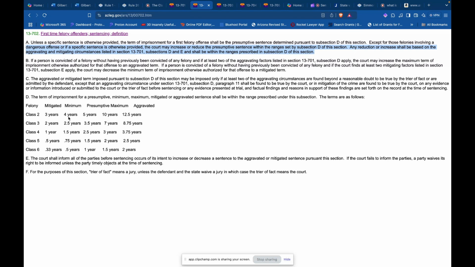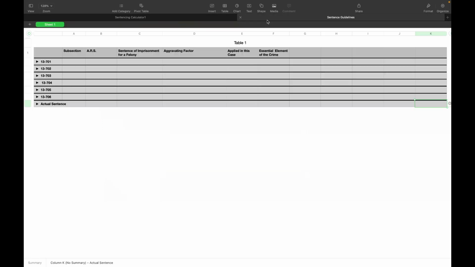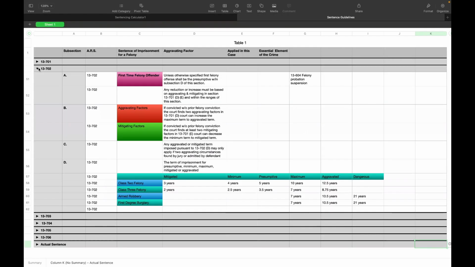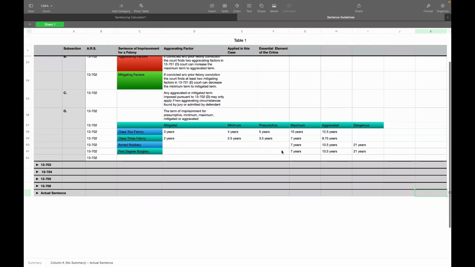So to begin, it would be 4 to 10 years. But if that class 2 felony is an armed robbery, and that armed robbery is considered a dangerous offense, then the sentence range is going to change. The mandatory minimum is what it's also called.